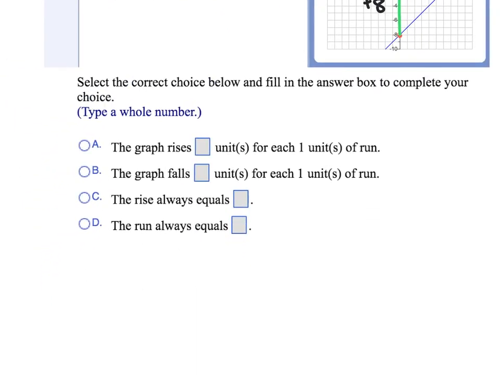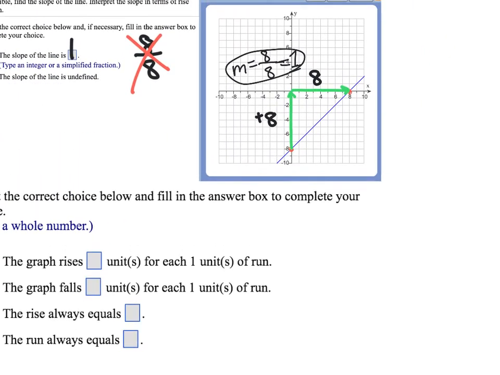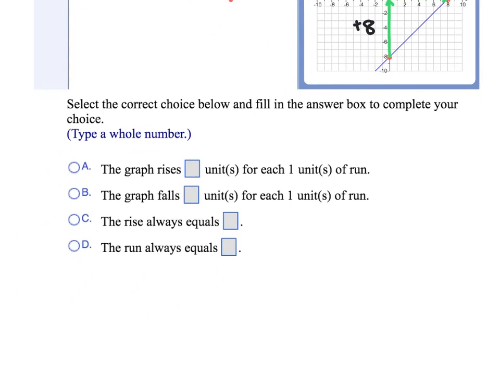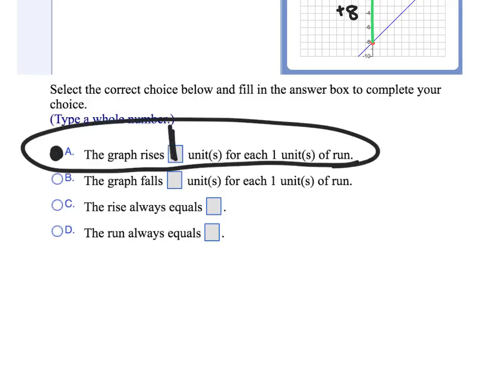And then what does that mean? Well, that means, is the rise always something? No. Is the run always something? No. Does the graph fall? No. It's a positive graph. It's a positive slope, so it's not going to fall, which means the answer's got to be A, and it rises 1 unit for each 1 unit of run.